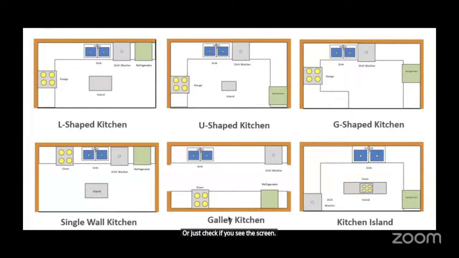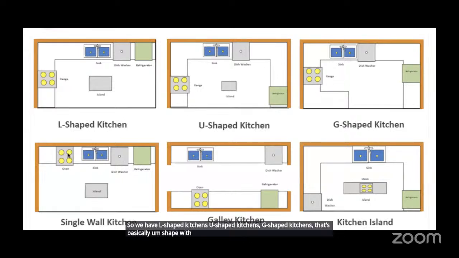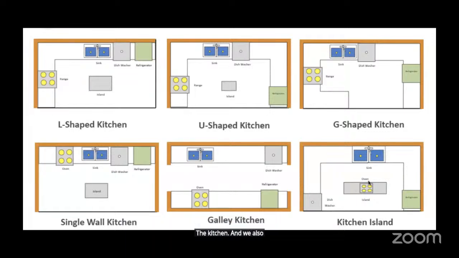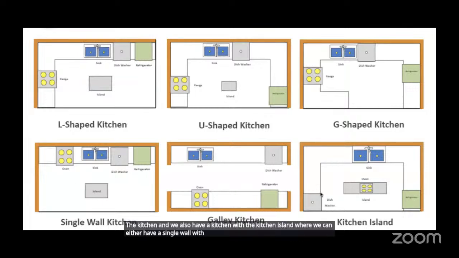Yeah, great. So we have L-shaped kitchens, U-shaped kitchens, G-shaped kitchens, that's basically a U shape with a peninsula. We also have single wall kitchens and galley kitchens, with cabinets placed on both sides. Most of the time we have doors or some kind of walk-through in the kitchen. And we also have kitchens with an island, where we can have either a single wall with cabinets and then a kitchen island, or a U shape or an L shape with an island added.